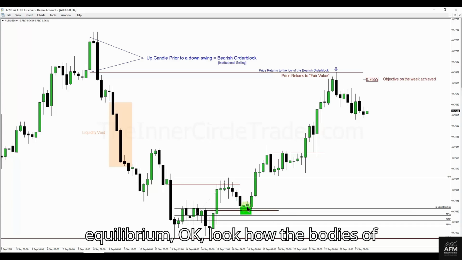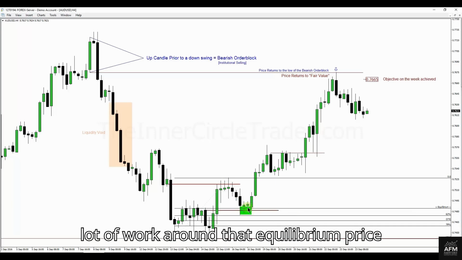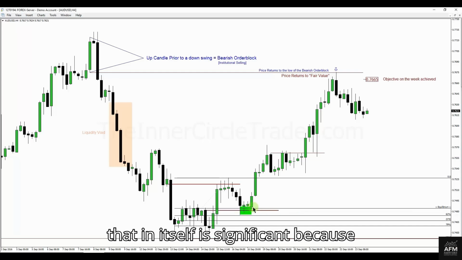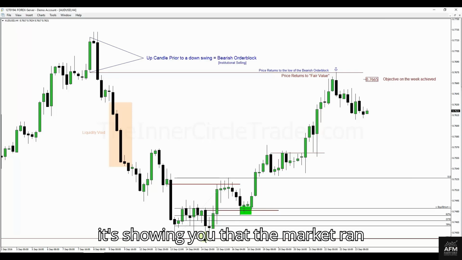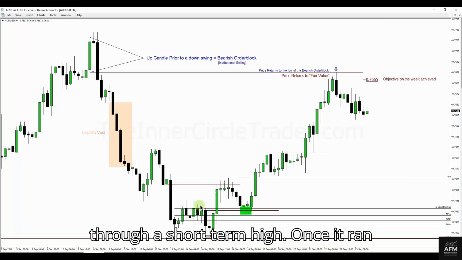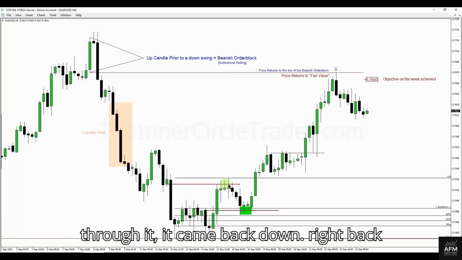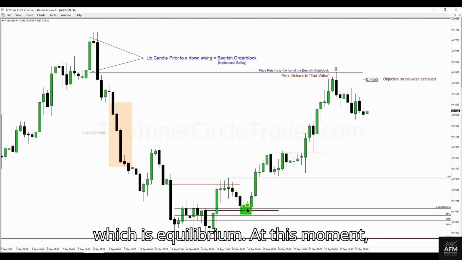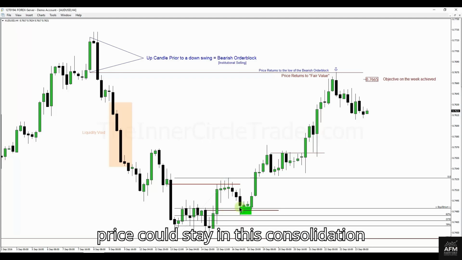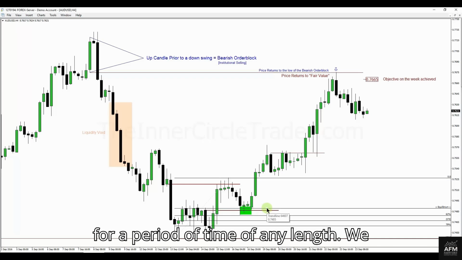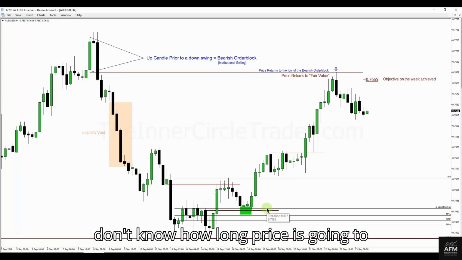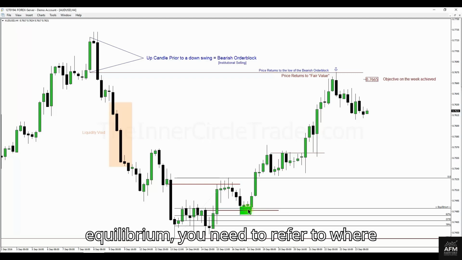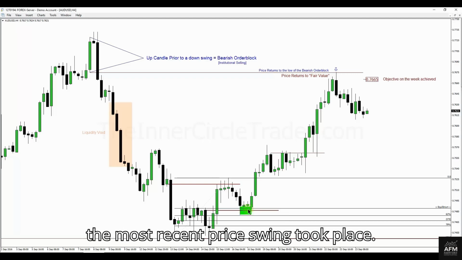Okay, look how the bodies of the candles stay above that, but we have a lot of work around that equilibrium price point. That in itself is significant because it's showing you that the market ran through a short-term high. Once it ran through it, it came back down, right back to the middle of the range, or fair value, which is equilibrium. At this moment, price could stay in this consolidation for a period of time of any length. We don't know how long price is going to stay in a consolidation. But at equilibrium, you need to refer to where the most recent price swing took place.